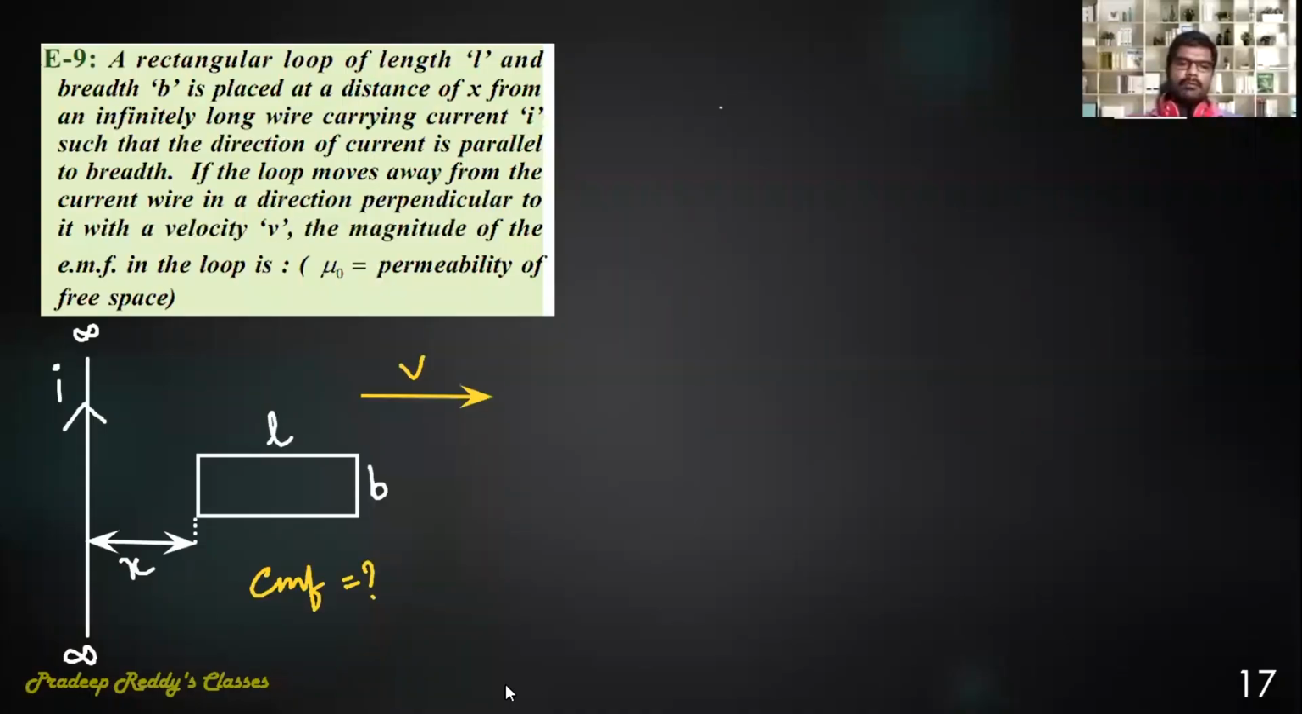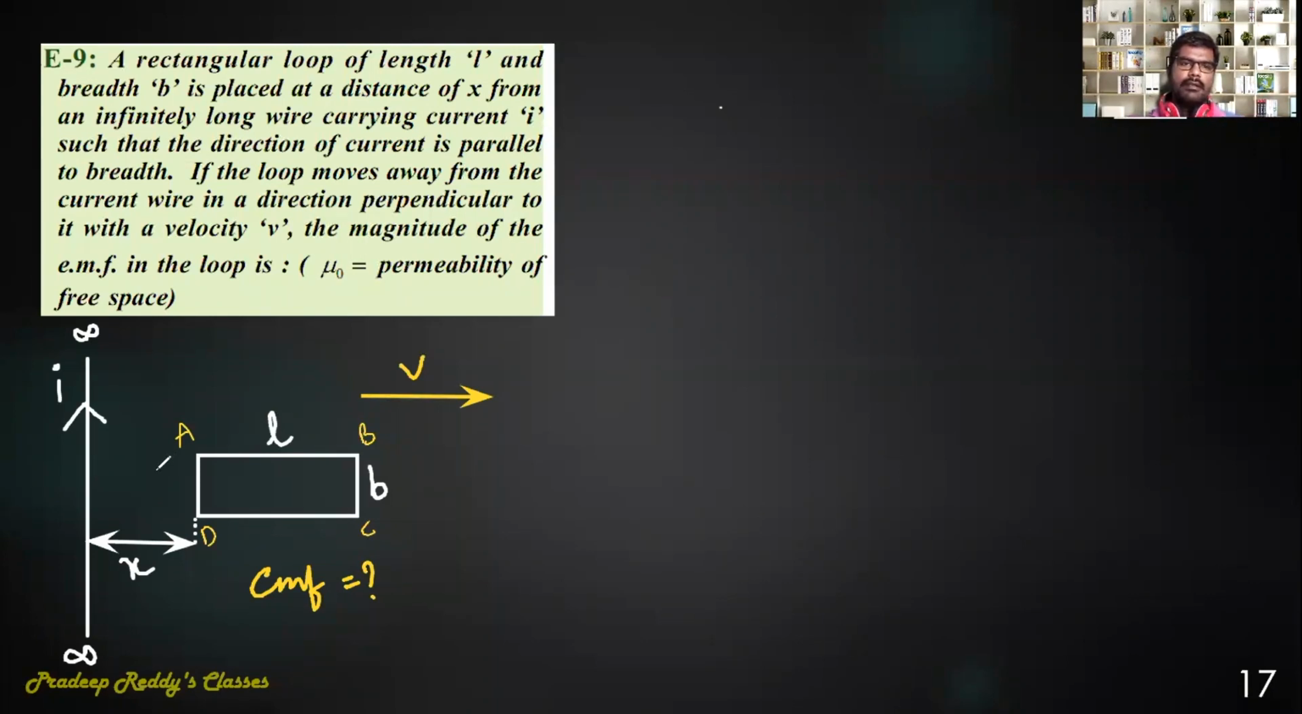So I'll explain a question. You try to understand it. After that, you can approach the solution. You have a rectangular loop of length L. This is a rectangular loop. I name this rectangular loop as ABCD. And this rectangular loop is placed near an infinite current carrying conductor in which the current passing is I. And the current in this conductor is parallel to B, that means the breadth. And this loop is moving away from the current carrying conductor. It is moving outward.